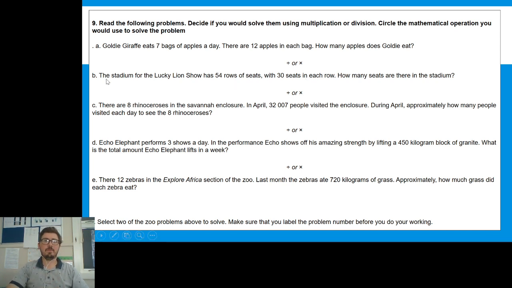So again, B, the stadium for the Lucky Lion show has 54 rows of seats with 30 seats in each row. How many seats are there in the stadium? Again, it's looking for a total, isn't it? So give that one a go.